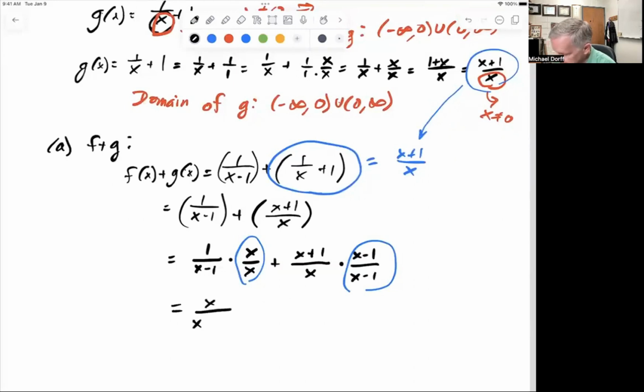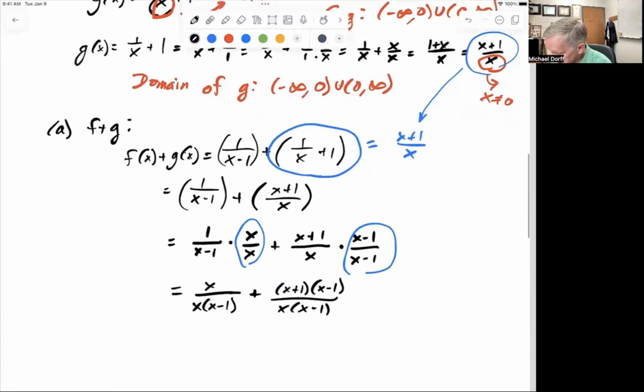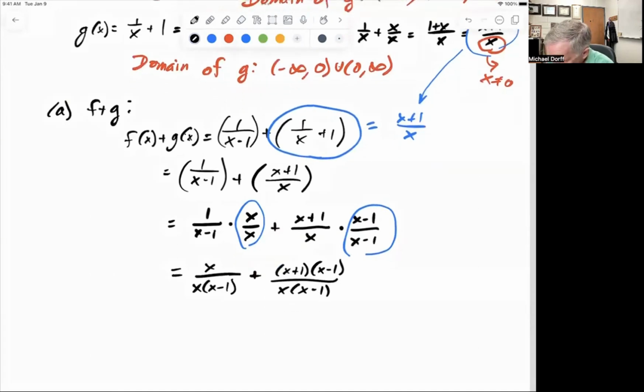And on the bottom, I'm just going to write it like this. I could multiply those together to get x squared minus x, but I'm just going to keep it like this. On the top, I've got x plus 1 times x minus 1 all over x minus 1. And now we're going to do a little aside here. What is x plus 1 times x minus 1?